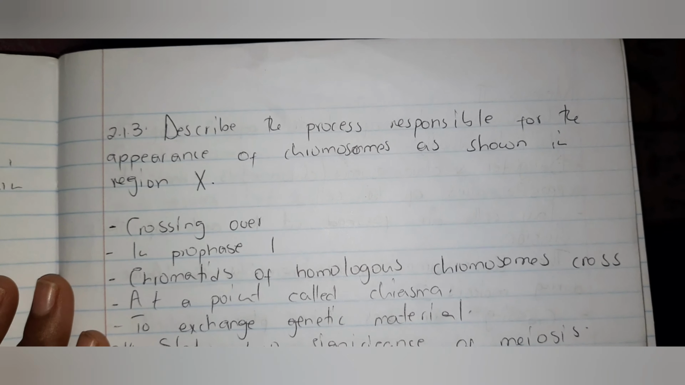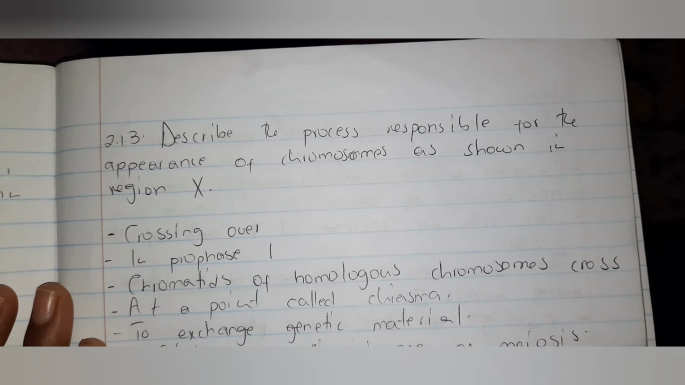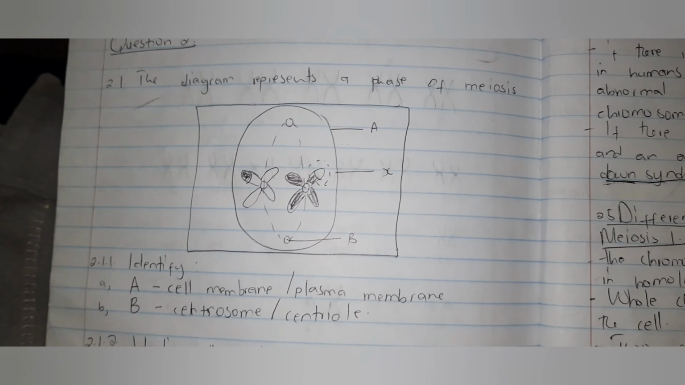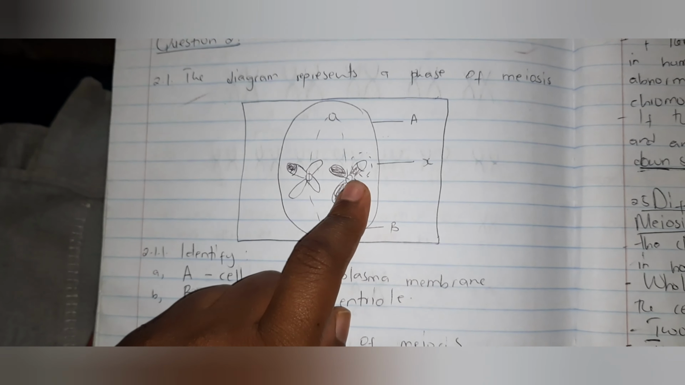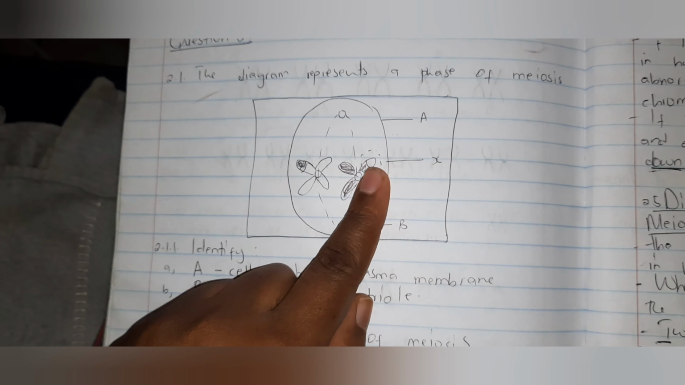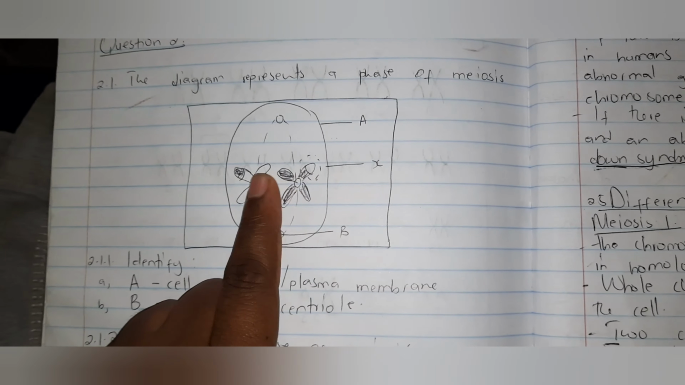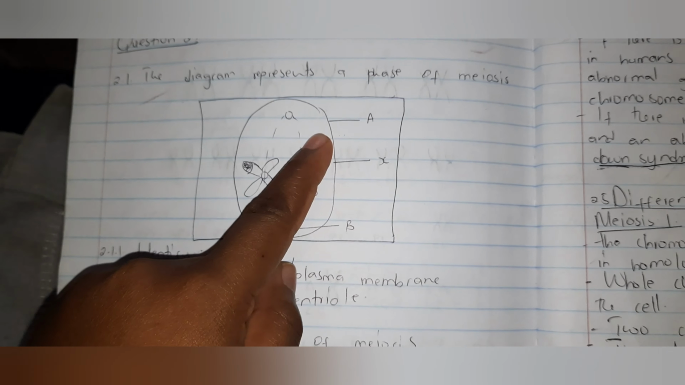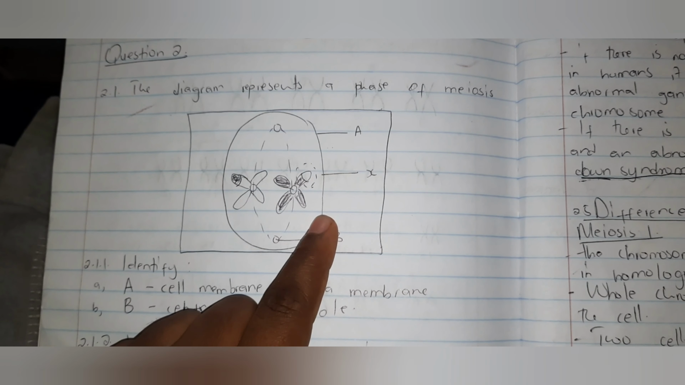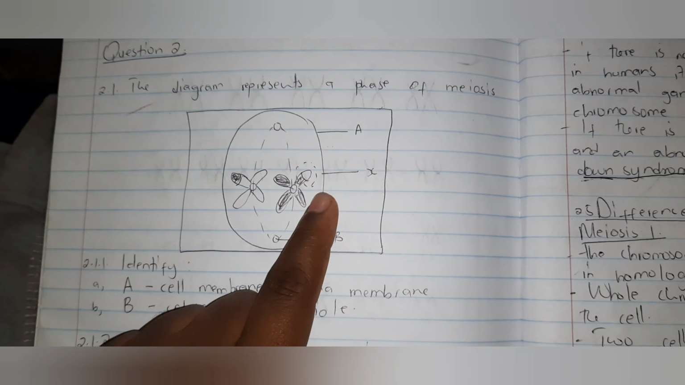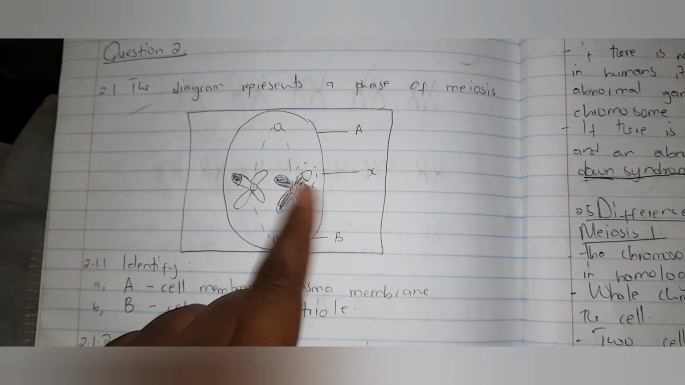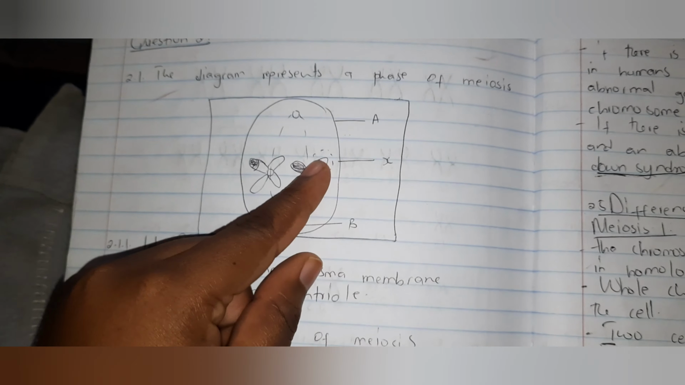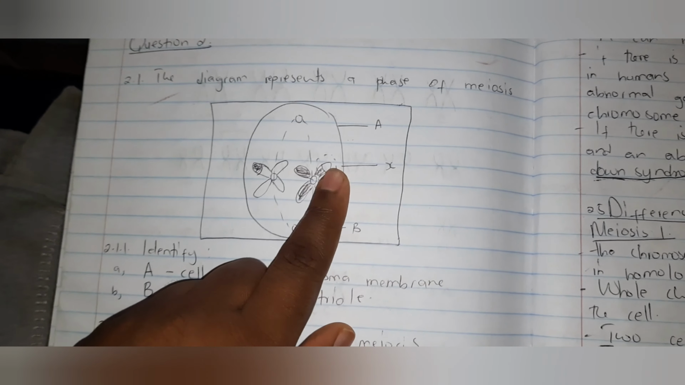2.1.3 says describe the process responsible for the appearance of chromosomes as shown in region X. So let's look at region X. Region X shows you a chromosome that had an exchange of genetic material. As you can see in this one, it's not colored all of it, but it's colored at the tip, and in here it's colored everywhere, but it's not colored at the tip. So this is evident that there's a genetic variation. So we need to describe that process. This X basically points here on the dotted section, the one that's dotted. I just didn't extend the line to the dots.